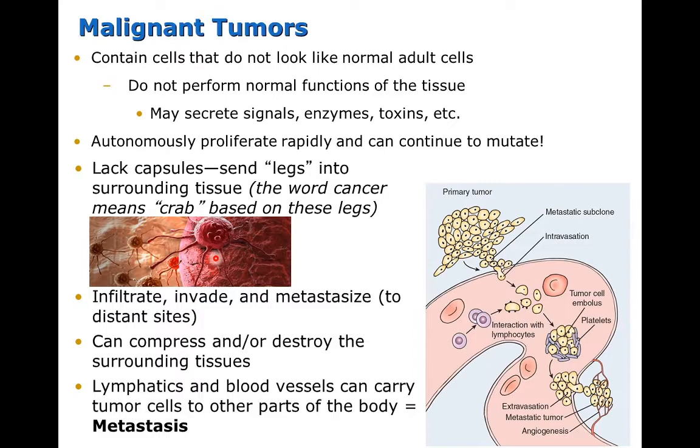The actual word cancer means crab or legs, crab based on these legs, because people thought the cancers looked like crabs. Also, malignant cells can enter and leave blood vessels, and through the bloodstream be carried to other parts of the body. This is called metastasis.